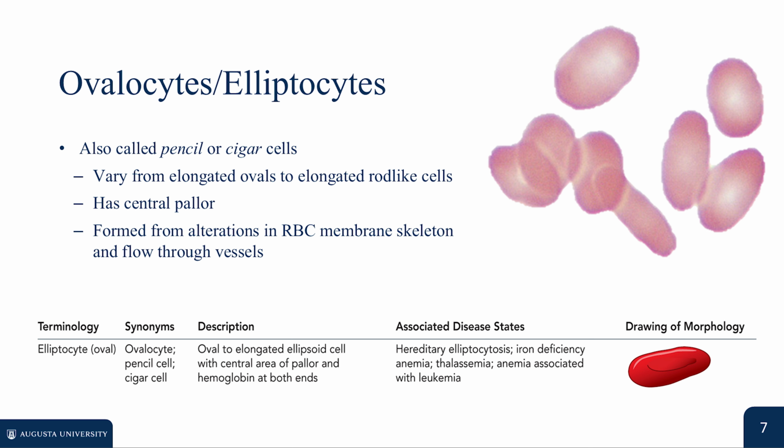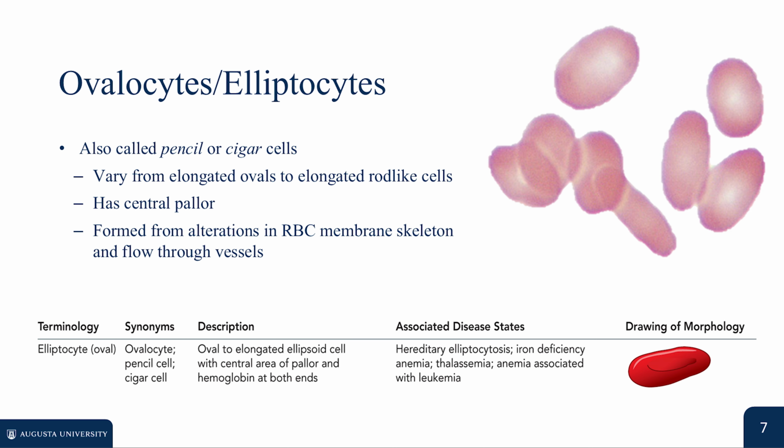Turning to ovalocytes and elliptocytes, these cells range from elongated ovals with a wider diameter to narrow, highly elongated rod-like forms. The narrower elliptocytes are often referred to as pencil cells or cigar cells. Despite their elongated structure, both forms typically retain a distinct central area of pallor.